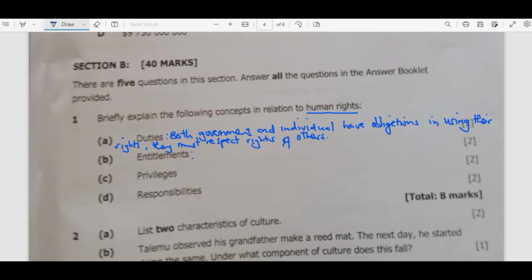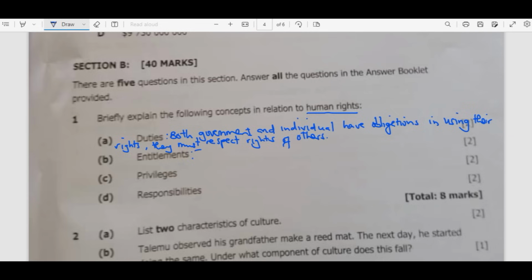So when we say entitlements, we are saying that these are claims or freedoms every human being, regardless of the sex, the age, religion, color, social status, you can mention them. So regardless of that, each and every person has those claims. So by having those claims, it means that those are entitlements which are given by the state.